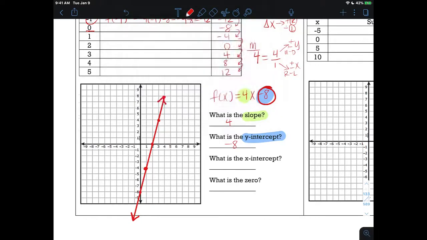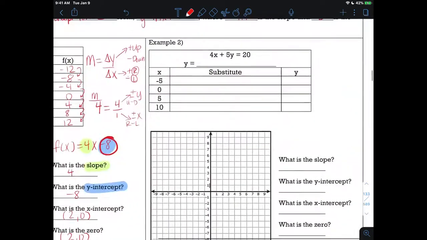So I'm going to look at it, and I see here it's touching the x-axis, and it looks like it's touching it at 2, 0. So my 0 is located at 2, 0. Okay, let's do the same thing over here.